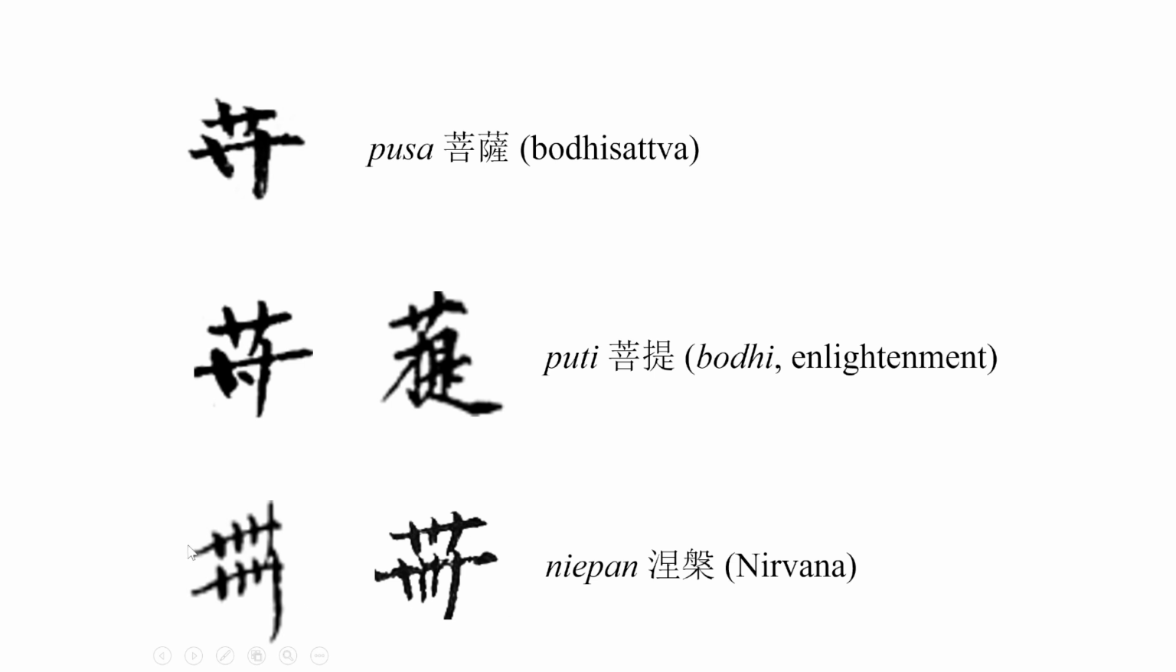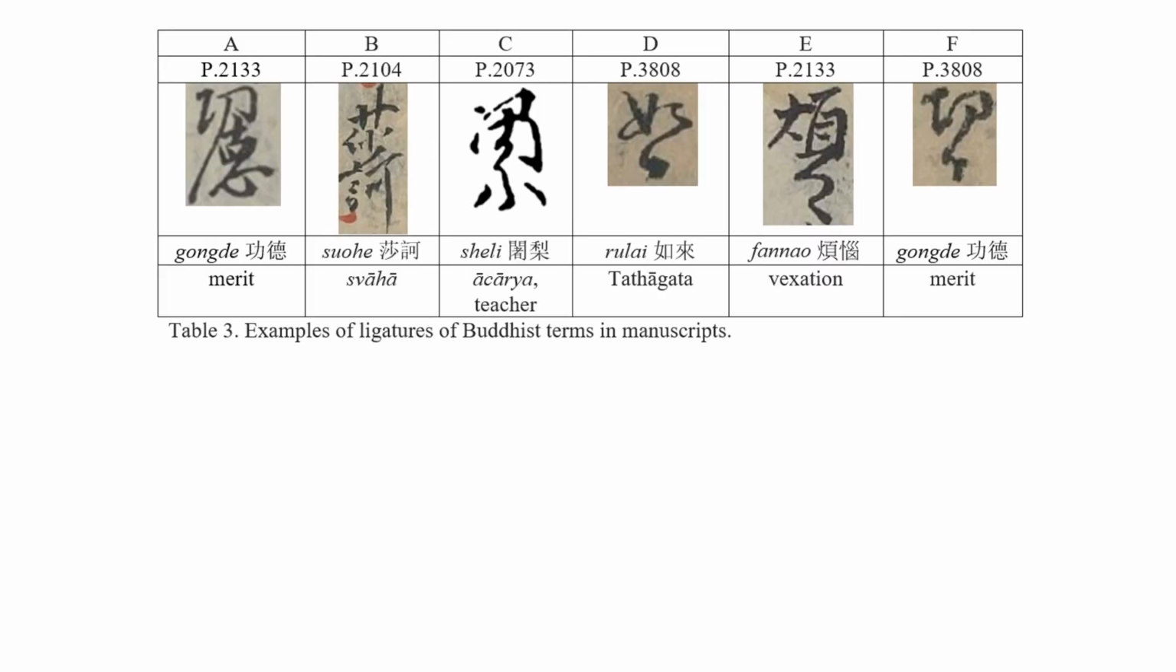And in that case, we see this character, which by itself would usually mean 40, so that it's pronounced Si. But then when you put the two of them together, then they denote the word Nieppan, that is nirvana. But other than these three words, there are actually quite a few other ones that occasionally appear as joint graphs. So, for example, here we see the word 功德, merit, written in this joint way.